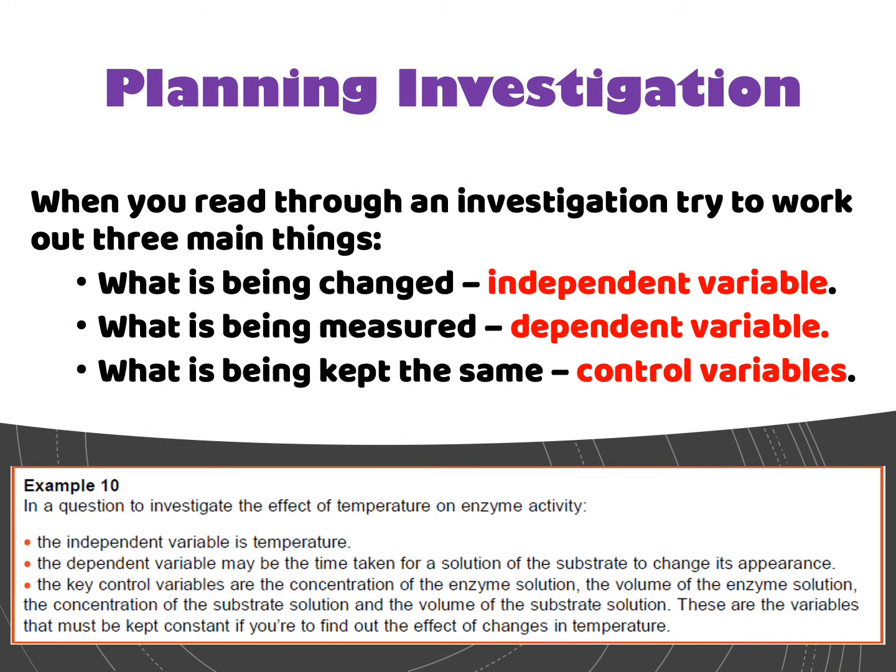Planning and investigation questions are frequently seen in Paper 6, Alternative to Practical. When you read through an investigation, try to find out three main things. What is being changed, which is known as the independent or manipulated variable. What is being measured, which is the dependent or responding variable. What is being kept the same all the time during the experiment, which is known as control variables.